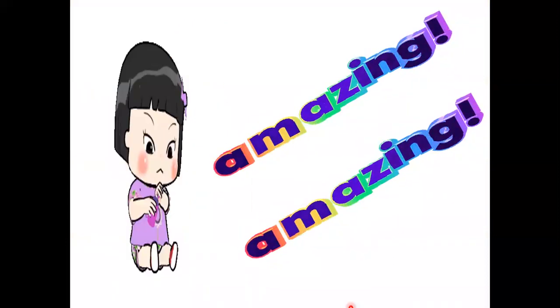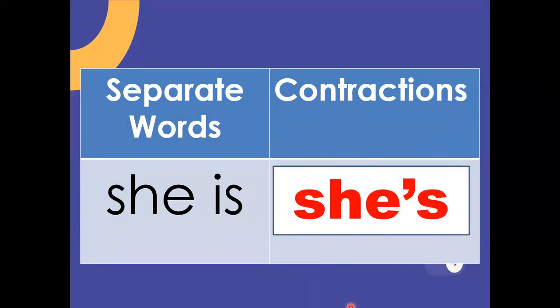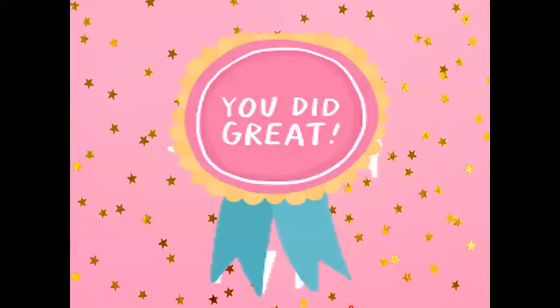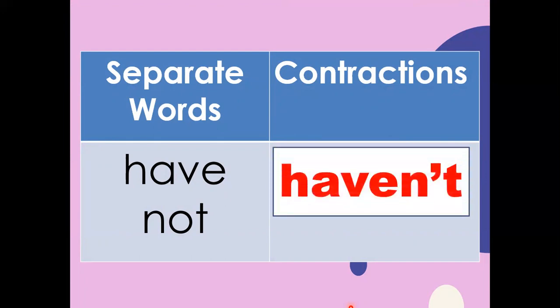Next. Oh, amazing. She is becomes she's. We change the I into an apostrophe. You did great. How about have not? Oops. Its second word is not. So we're going to change the O into an apostrophe. The answer is haven't.